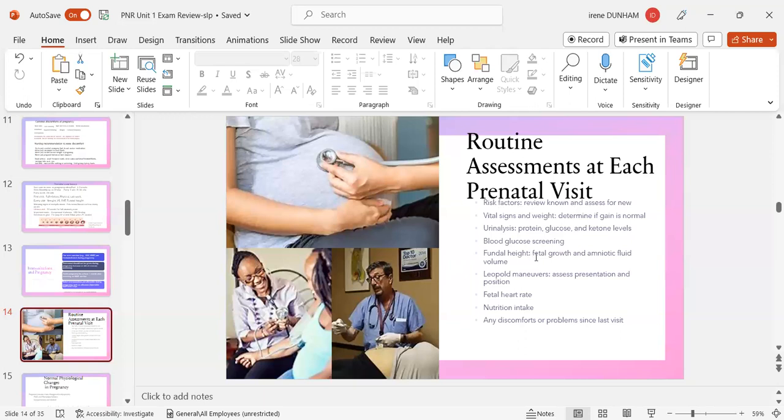Because if she's measuring, say, too big, we would do an ultrasound to see the fetal growth, but also we're going to do an amniotic fluid index level. Okay, so that's what that means. And then we do a Leopold maneuver, because what we're doing is assessing if the head is down, or what kind of presentation the fetus is in and position.